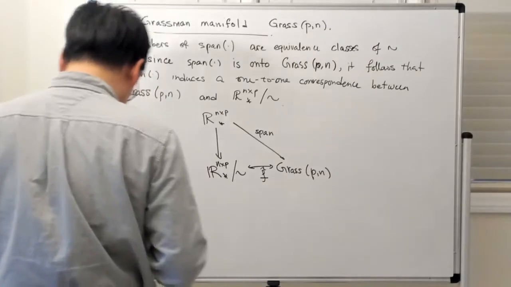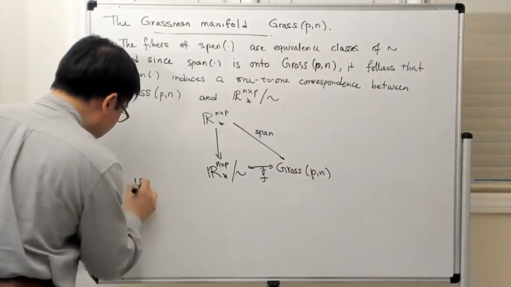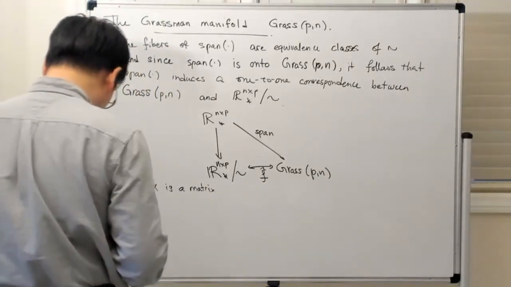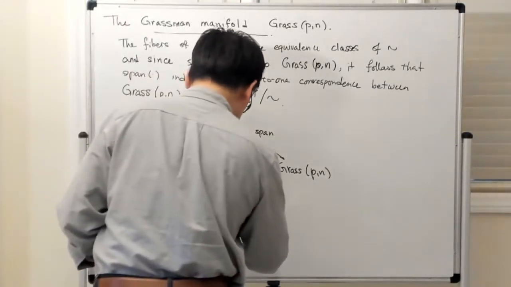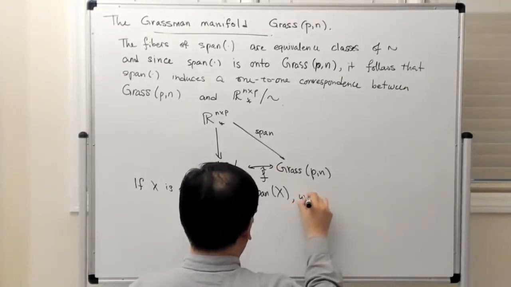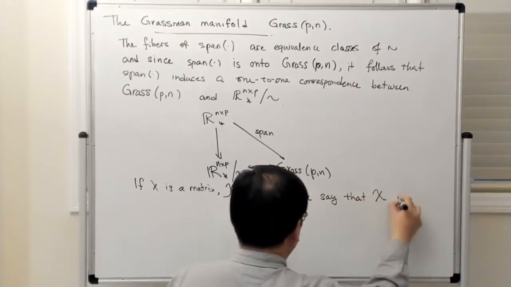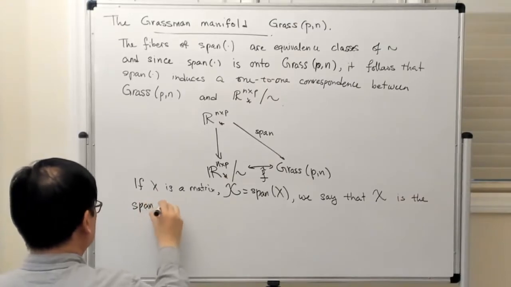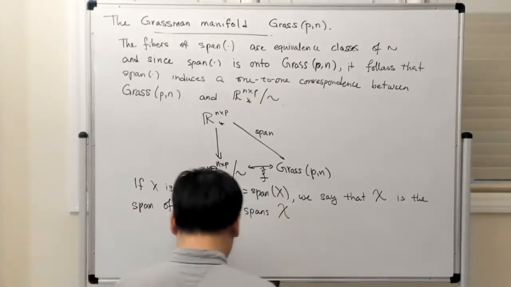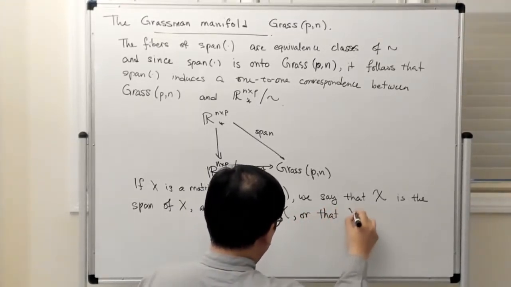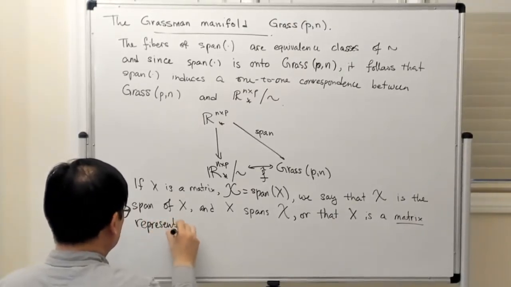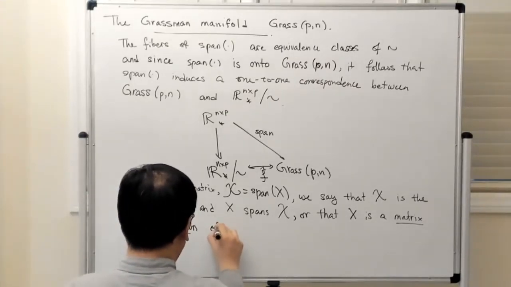Okay, so let's put a little bit of notation here. If we have a matrix X, there's a subspace curly X, which is the span of X. We say that curly X is the span of the matrix, and X spans the space curly X, or that X is a matrix representation of the subspace curly X.